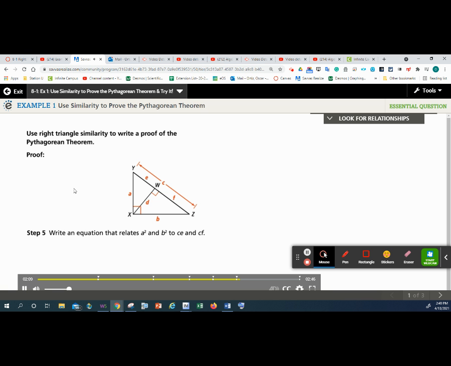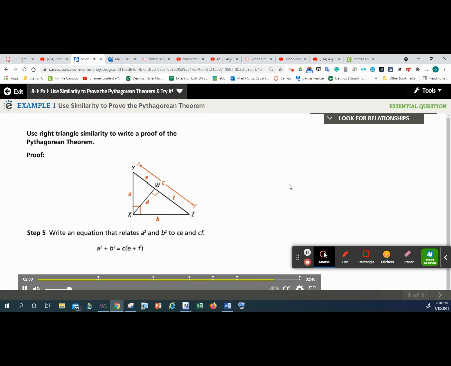Finally, to prove the Pythagorean theorem, we need to write an equation that relates A squared and B squared to C times E and C times F. Because we know A squared equals C times E and B squared equals C times F, we can generate an equation by adding these two equations together.